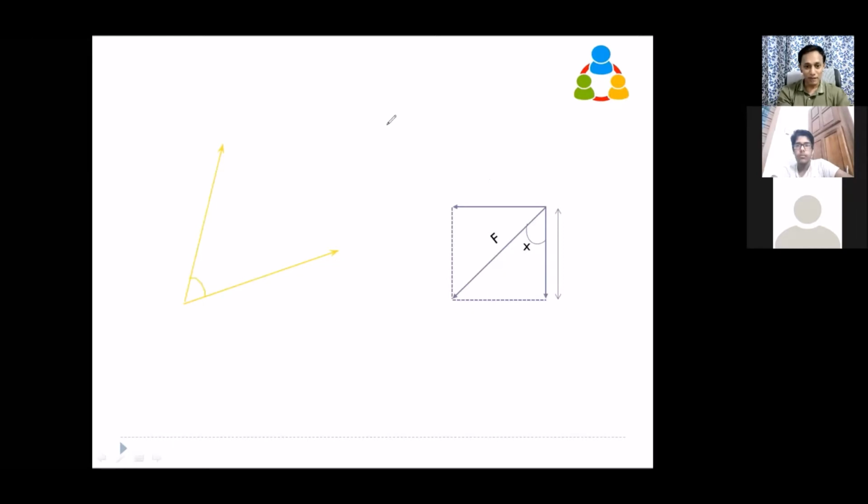What is, you tell me, assume this is f. What is f cos x? Mark it. This is f. This angle is x. What is f cos x?